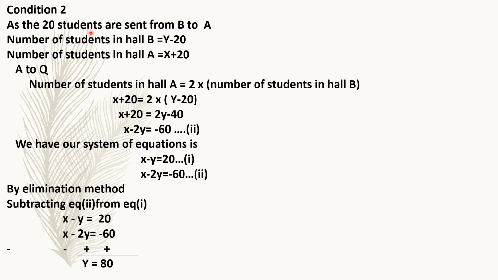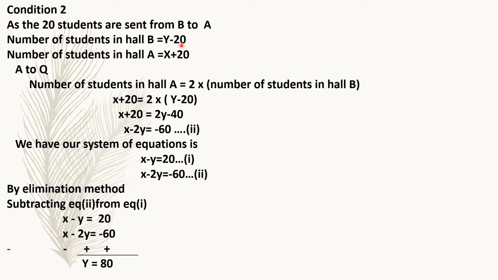As the 20 students are sent from hall B to hall A. Here in this condition it is given that 20 students are sent from hall B to hall A. Now what is the meaning of it? It means that they have sent 20 students from hall B to hall A. Now we know that the total number of students in hall B is y, but they have sent 20 students from hall B. So the number of students in hall B is y minus 20.